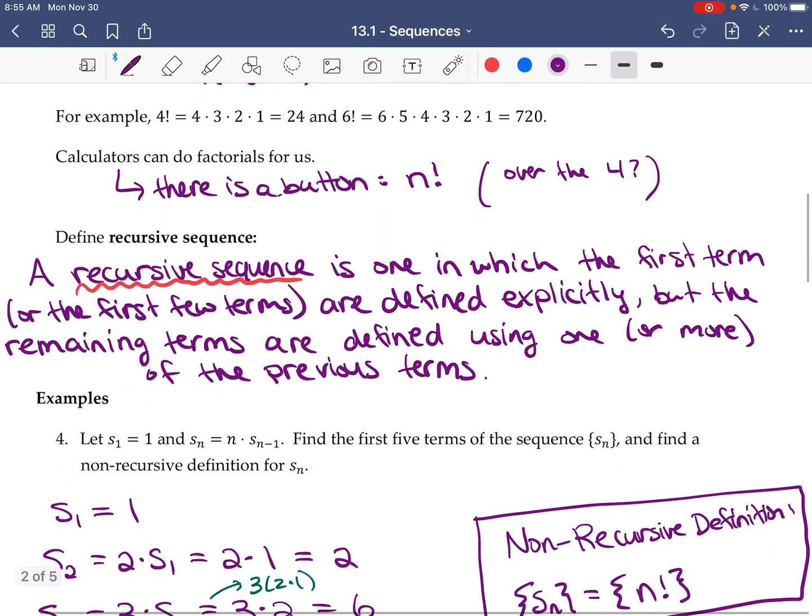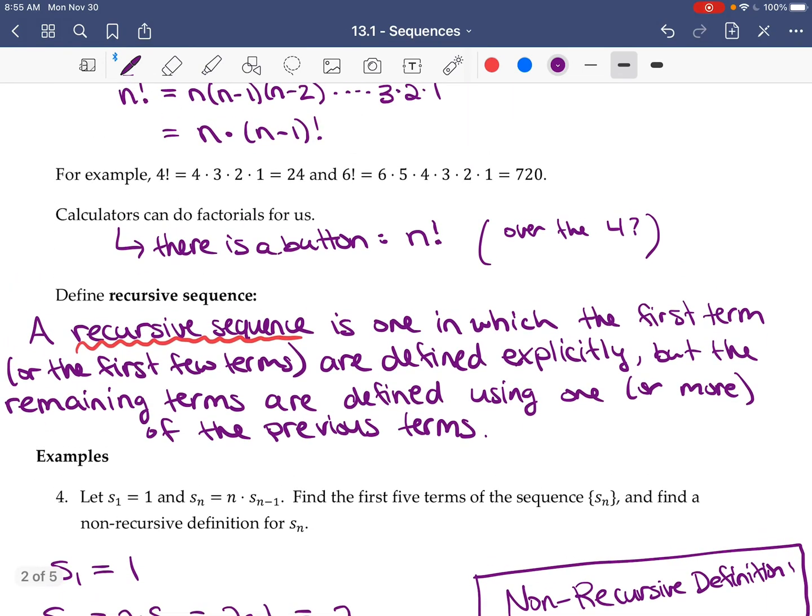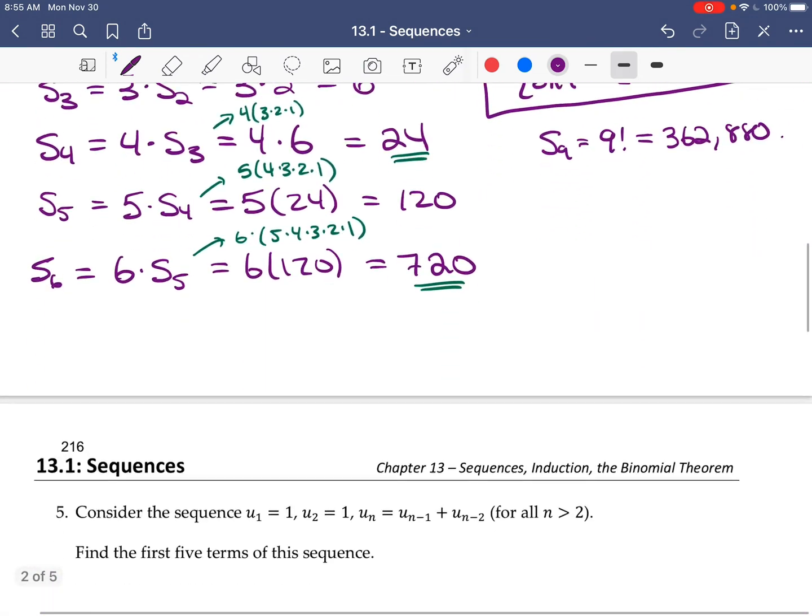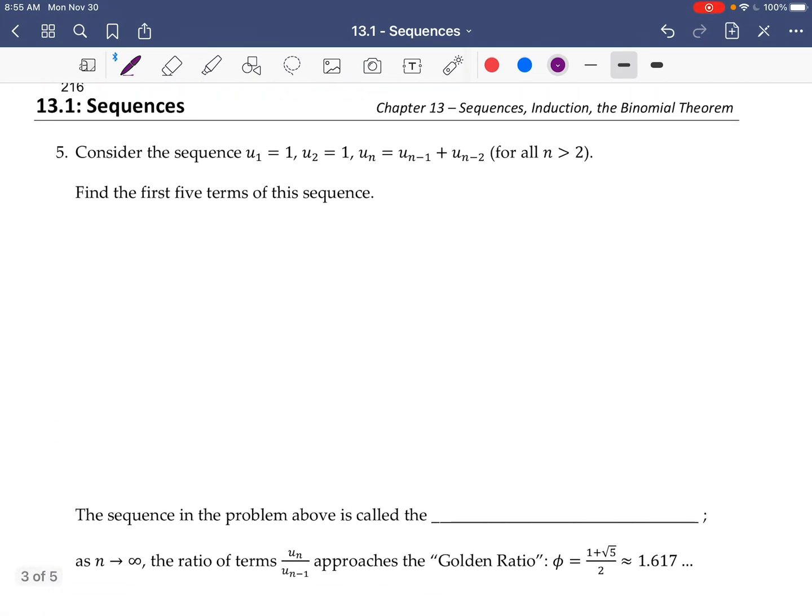Okay, so now we had recursive sequences. Here you define a sequence in terms of the previous terms. We did one example. Let's try another. So here I have U1 is 1 and U2 is 1. And then to find Un for n bigger than 2, I take the one before and the one before that and add them together. Okay, so the first 5 terms, I might do more than 5 actually.